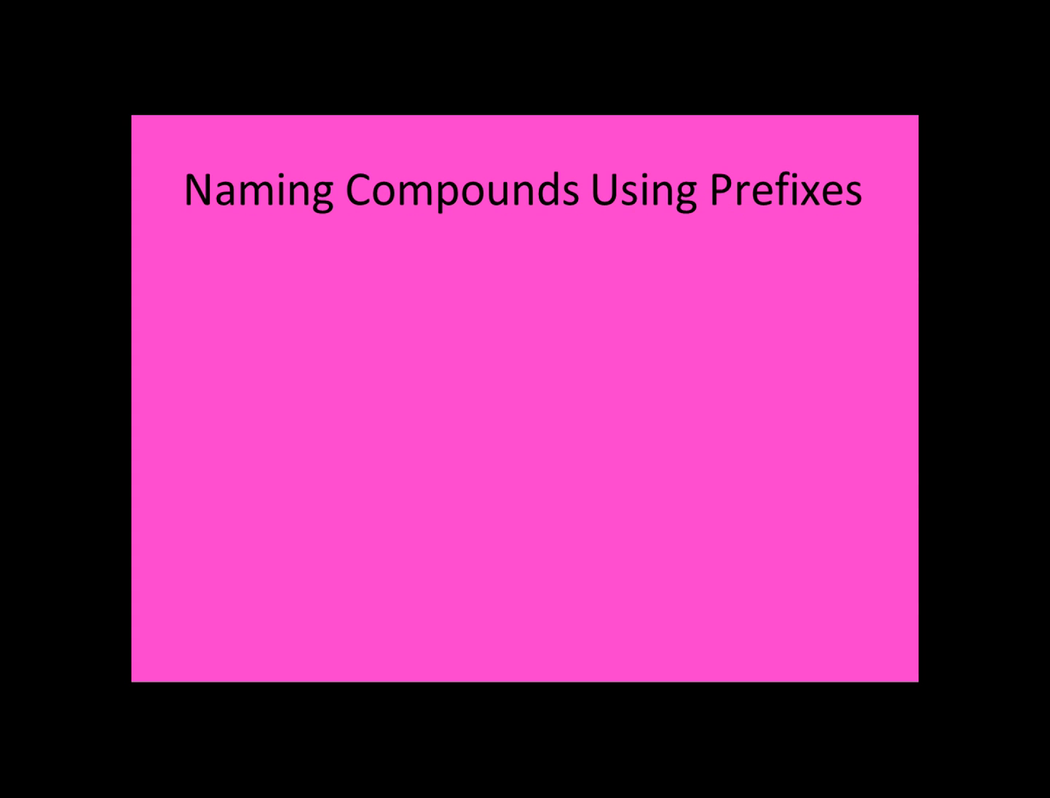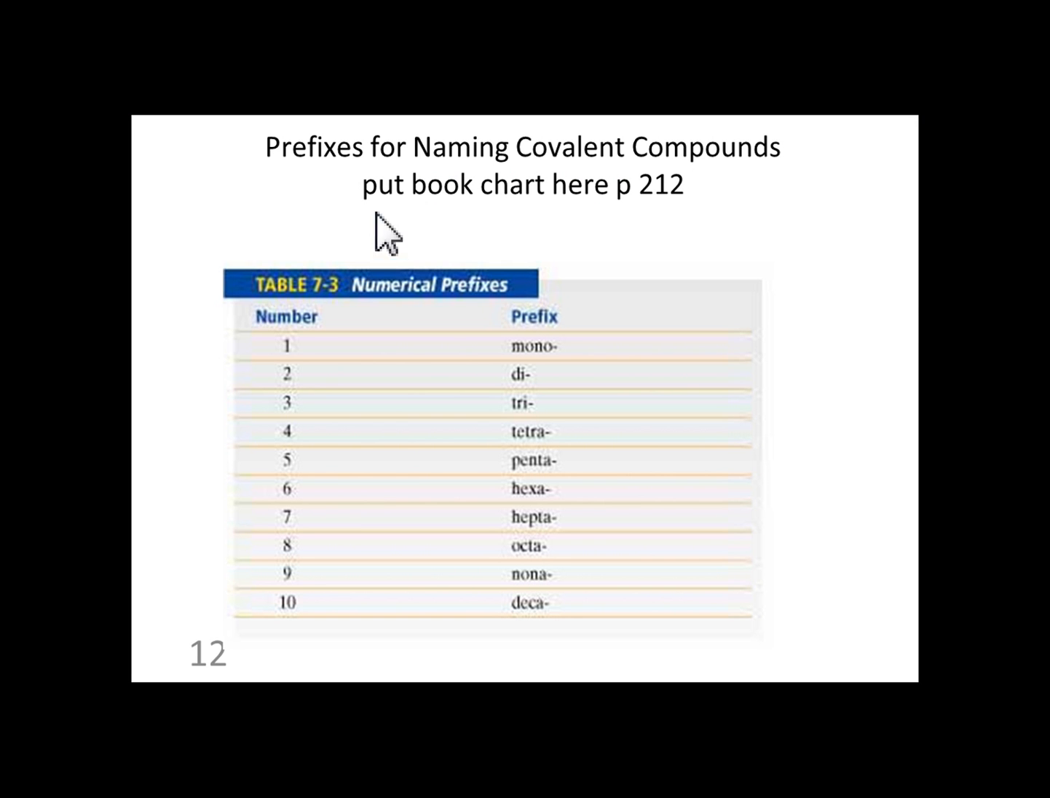Alright, so let's talk about the prefix system. Here's a chart of prefixes. You're probably very familiar with this. You have compounds like carbon monoxide, and the mon tells you there's 1 oxygen in carbon monoxide. You have another compound called carbon dioxide, and that's what that di means, 2.